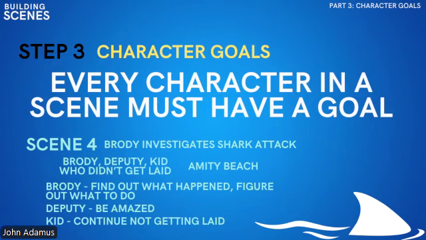So we look at scene 4. We're investigating the shark attack. Brody, the deputy, and the kid who didn't get laid. They're on the beach. Who has goals? Brody wants to figure out what happened and what he's going to do about it. That's a big goal. The deputy's job is just to be amazed that a shark ate somebody. Because the entire time the deputy's just, wow, this is so bad. So the deputy's goal is to be amazed. And the kid's got a goal of continuing to not get laid because his girlfriend got eaten by a shark. So pretty straightforward goal on everybody's part, but everybody's got a goal.